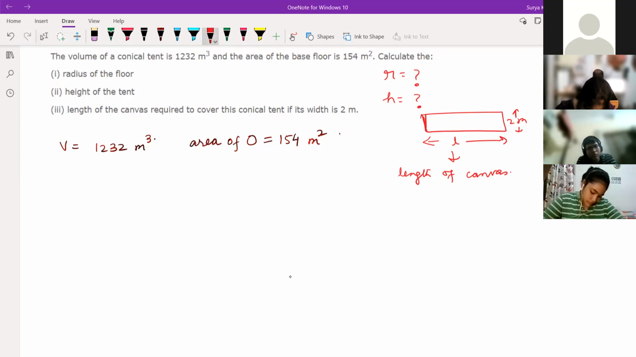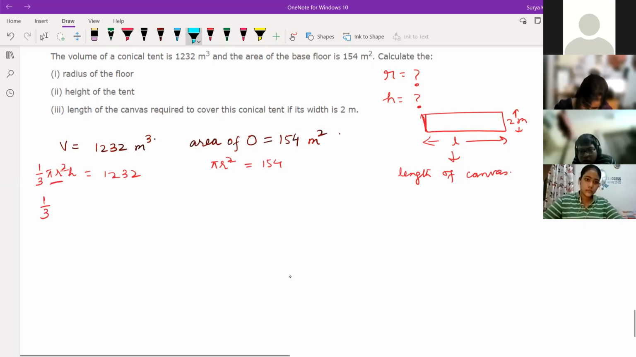Now see, volume of cone is 1 by 3 pi r square h is equals to 1232. Now area of the circle is given, pi r square is equals to 154. The pi r square value is already given here. So we can write 1 by 3.